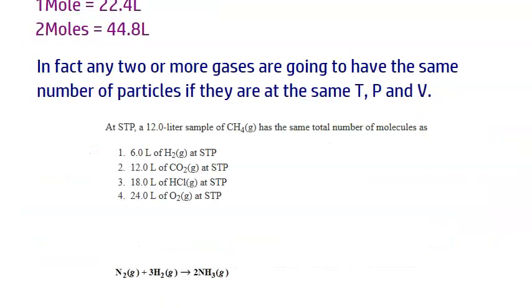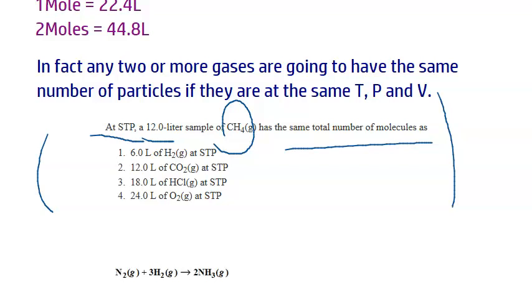Here it is, the classic New York State Chemistry Regents question. You're at STP, you've got a 12-liter sample of, in this case, methane, and it's going to have the same number of molecules as, and here are your choices. Everything is at STP, and that means it doesn't matter what the gas is, all that matters is it's then the same volume, which is choice 2. Typical question shows up a lot.